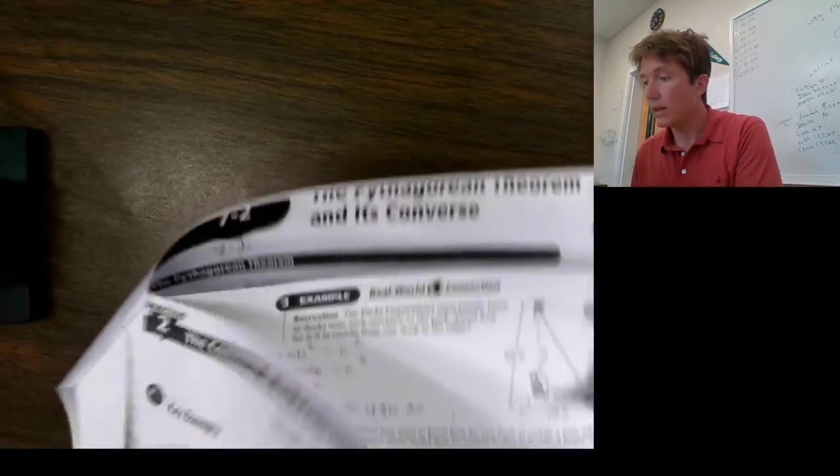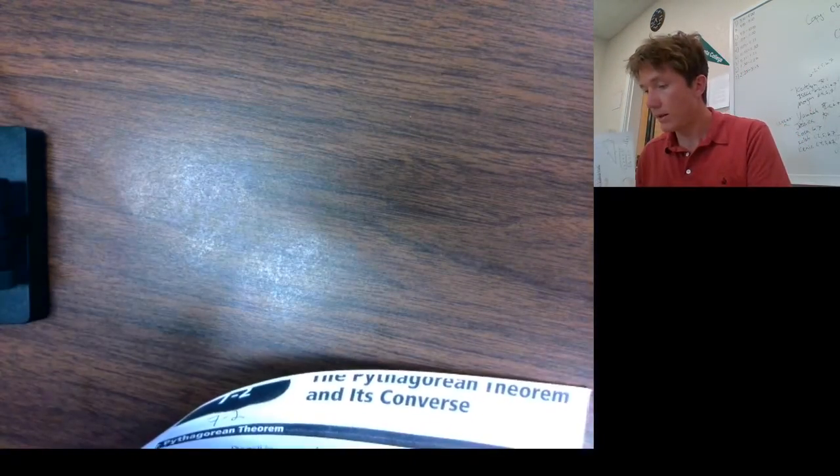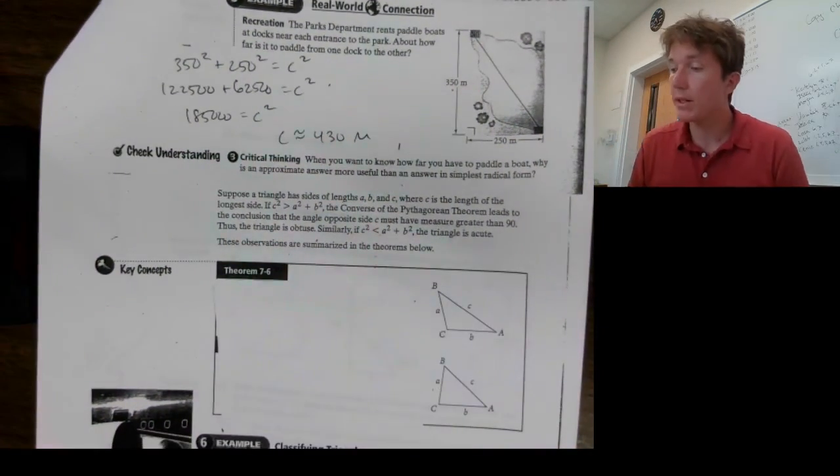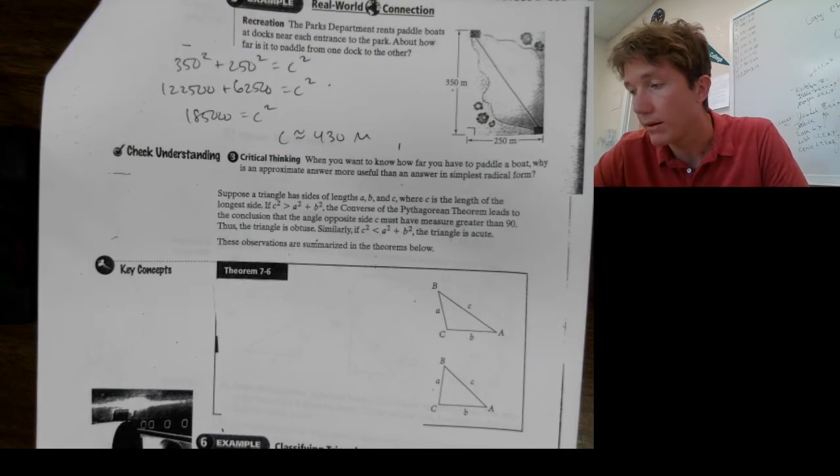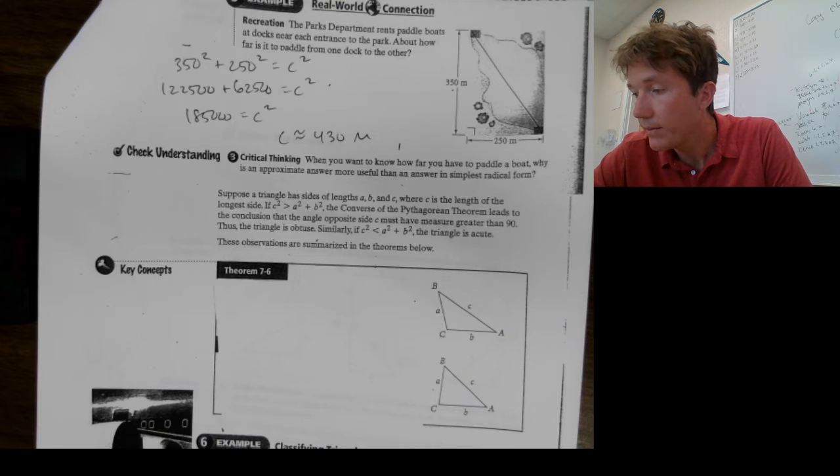Okay, let's look at the next theorem here. It says that suppose a triangle has sides of length A, B, and C, where C is the length of the longest side. If C squared is greater than A squared plus B squared, the converse of the Pythagorean theorem leads to the conclusion that the angle opposite side C must have a measure greater than 90. In other words, it's obtuse. Thus, the triangle is obtuse. Similarly, if C squared is less than A squared plus B squared, the triangle is acute.